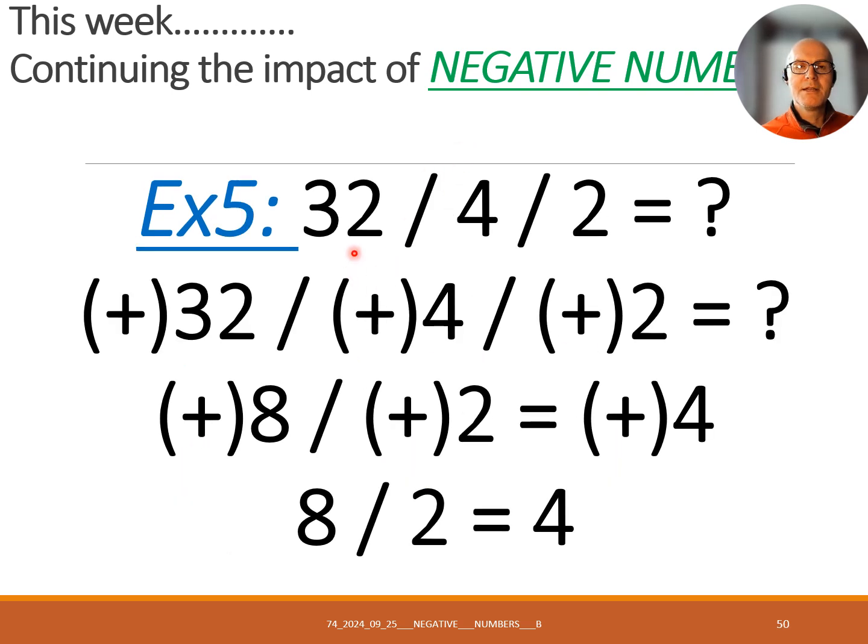Example 5. Moving on to division. Positive 32 divided by positive 4 divided by positive 2. Let's put those positive signs in. Positive divided by a positive is a positive answer. Positive 32 divided by positive 4 is positive 8. And further divide by positive 2.